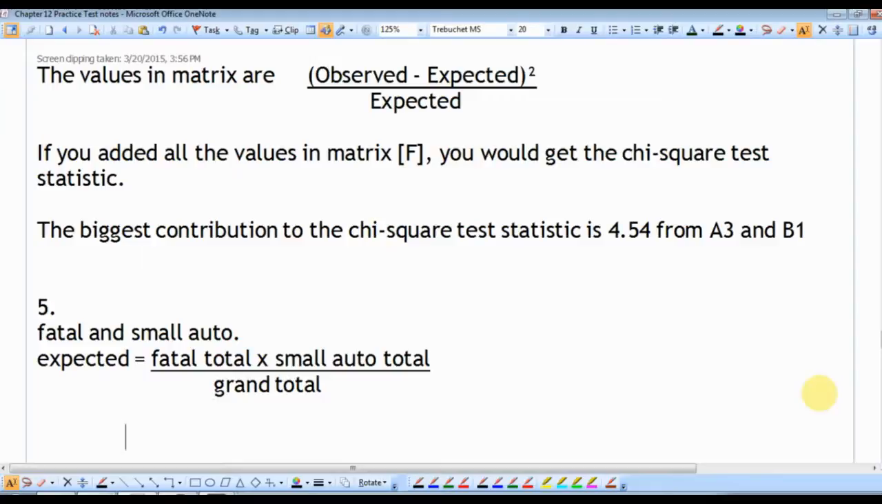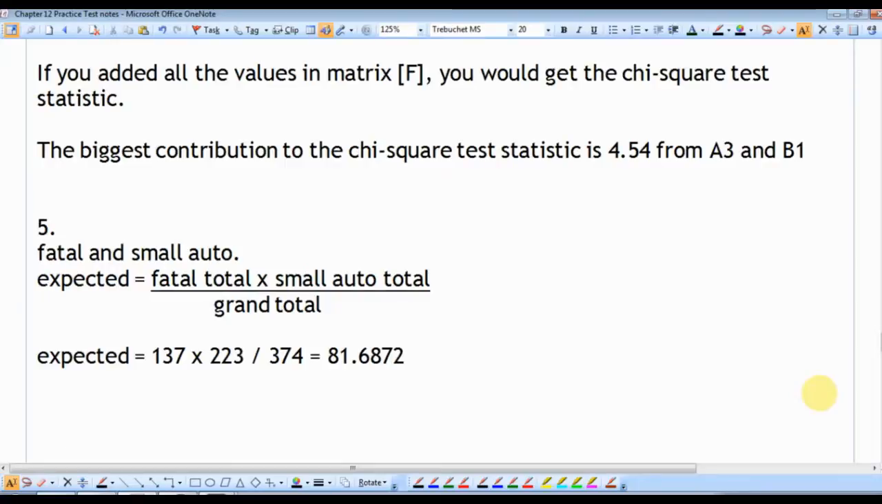So what does that tell me? What is the expected then? Expected is going to be, what is the fatal total? How many fatalities are there? 137. How many small automobiles are there? 223 divided by, what's the grand total? 374. So that's going to be the expected for that one cell. 81.